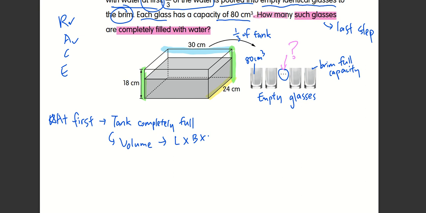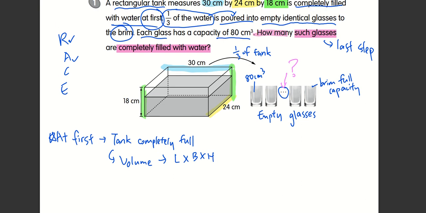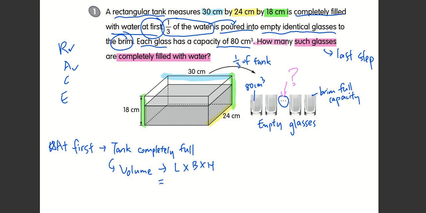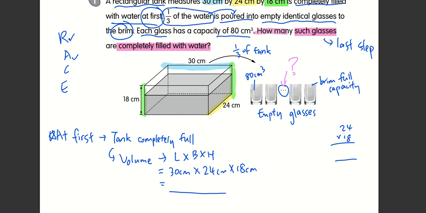Make sure you have left some space for working, maybe on the side here. So the first step says completely full, so I can find the volume of the water in the tank when it's completely full. I do my multiplication here, so I can do 24 times 18. Then I continue and times 3, and then from that times 3 I can times 10. I will leave you to calculate that. And here we have cubic centimeters.